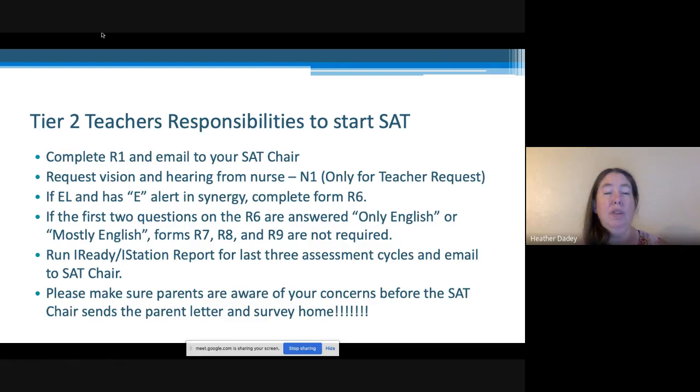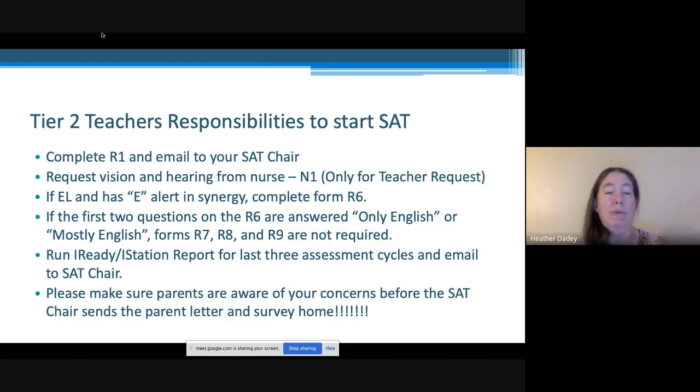The EL student has the E, alert, and synergy. They're going to complete the R6. If the first 2 questions on the R6 are only English or mostly English, then the R7, R8, and R9 are not required. This is new this year.